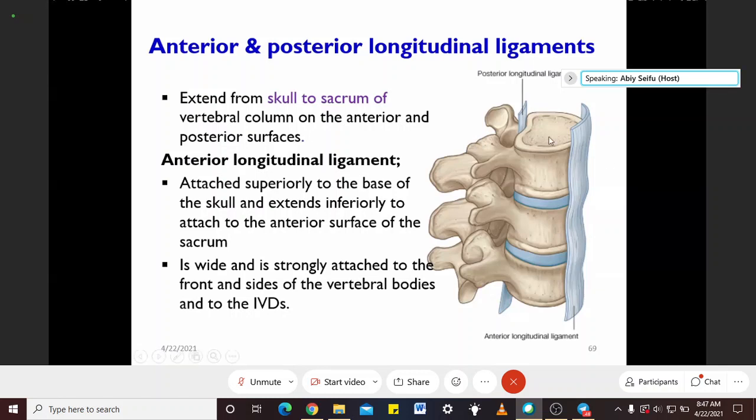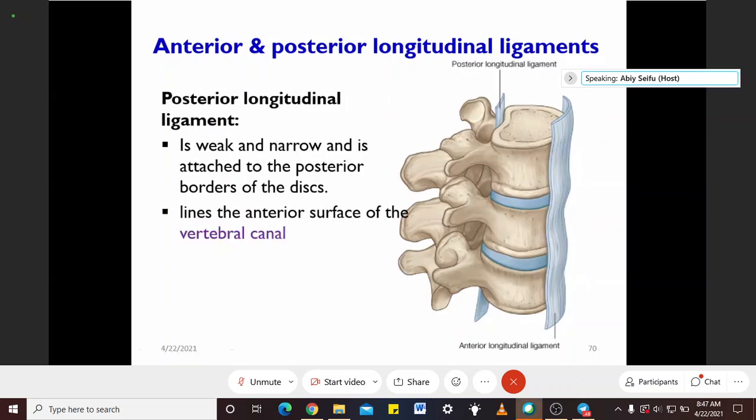Opposite to this one, the ligament that lines the posterior surface of the bodies as well as the intervertebral discs is the posterior longitudinal ligament. This one is somewhat weak and narrow, and it forms the anterior surface of the vertebral canal. The vertebral canal is found just posterior to this ligament.